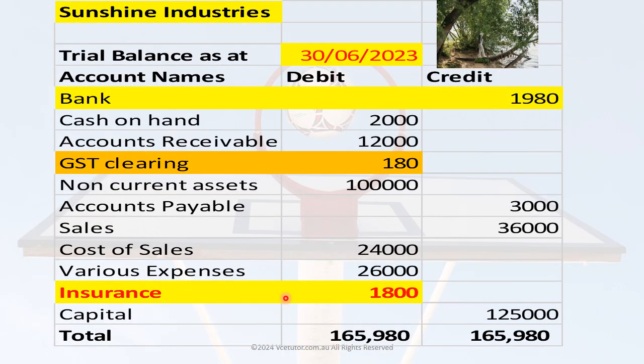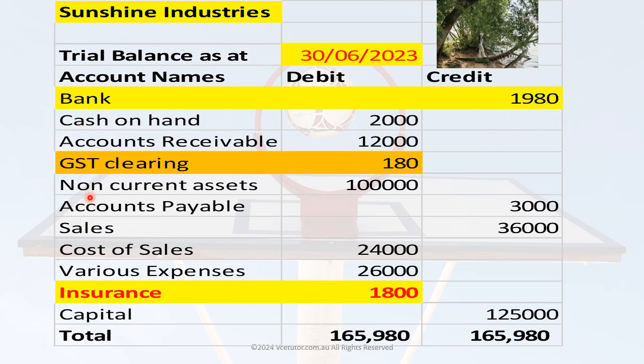This is the example I have taken with a few numbers at random, but the ones connected to our example I have highlighted in yellow and sandal color. These three amounts were already seen by us in the general journal and general ledger. Bank account credit balance 1,080. GST clearing debit balance 180. Insurance, when it is paid, will have a debit balance of 1,800.